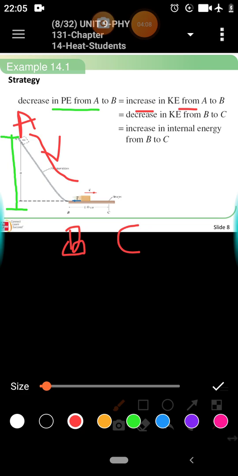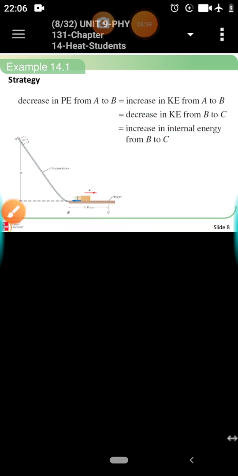Then from point B, the kinetic energy starts to decrease, and there's an increase in internal energy from B to C. The increase in internal energy from B to C will help us identify that we need to use this form when calculating energy.